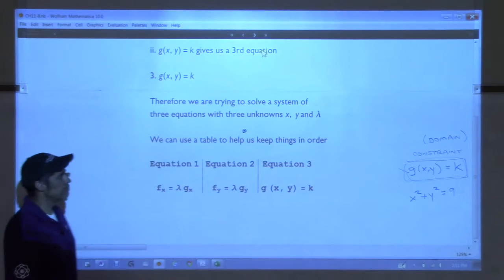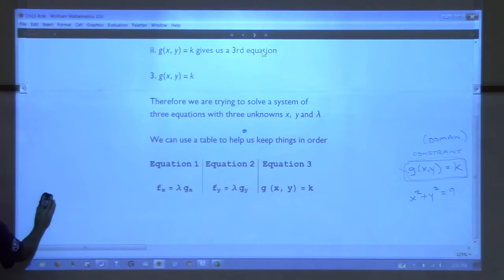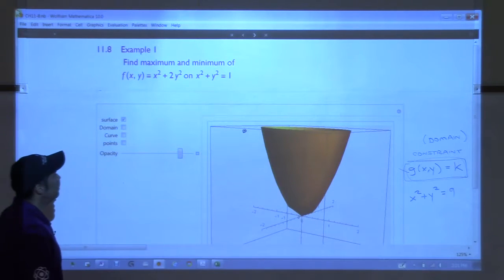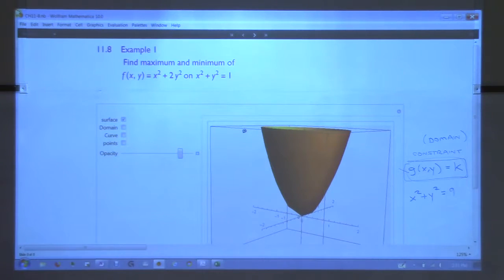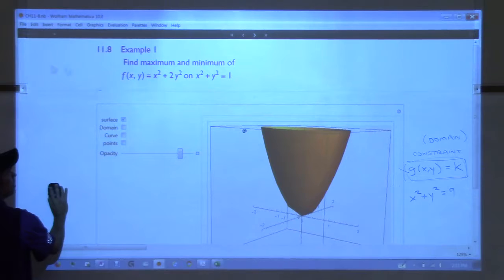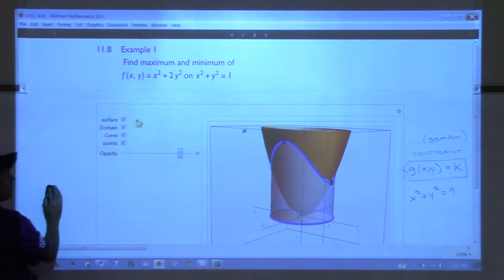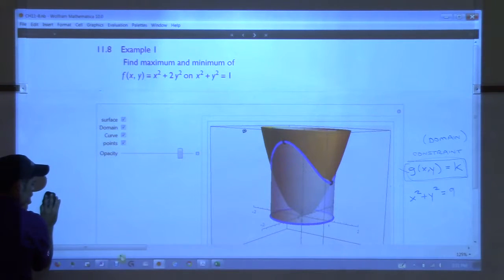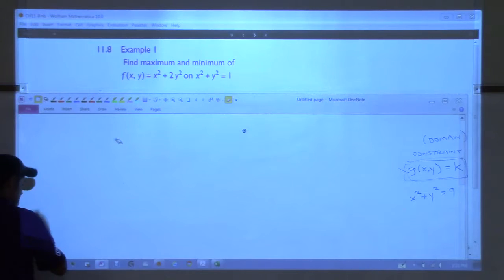All right? You all ready to do one? Here we go. Find the maximum and minimum of this function, x squared plus 2y squared, constrained on the unit circle. So we have some surface. Here it is. We're only allowed to plug in points that live on the unit circle. Those get mapped in. We're trying to find those points, okay? That's what we're trying to do. So let's interpret all of this into the Lagrange.